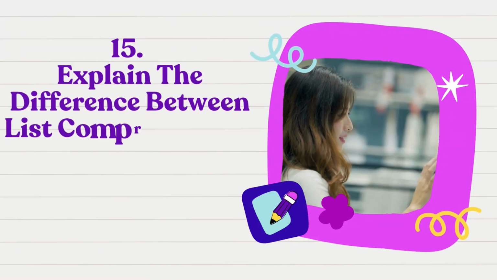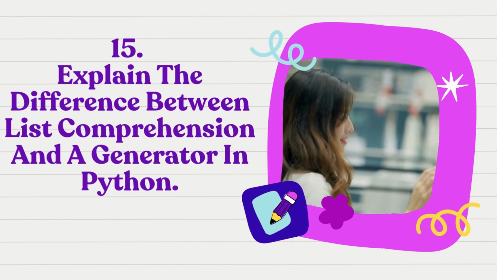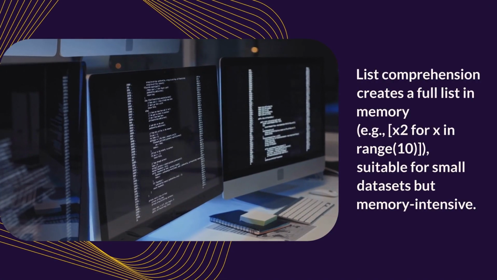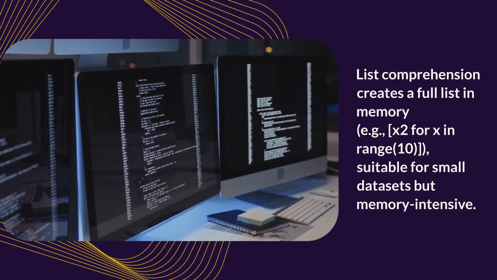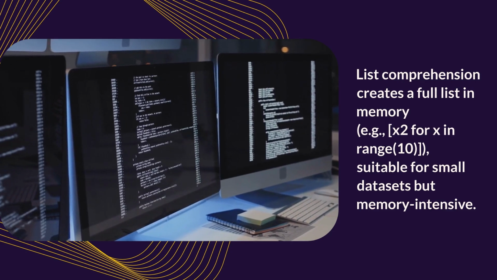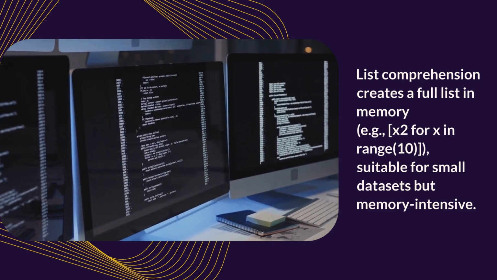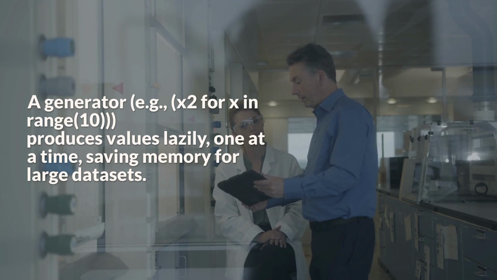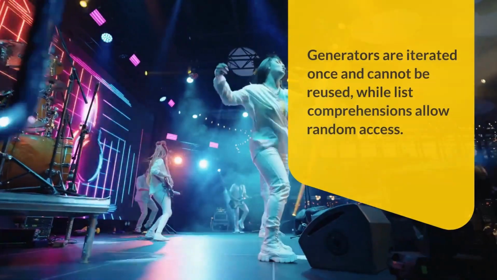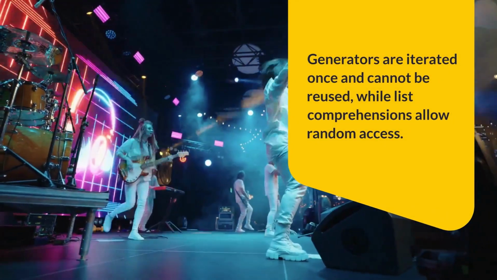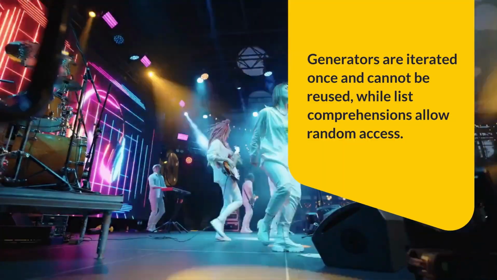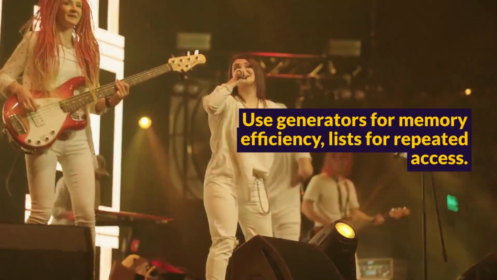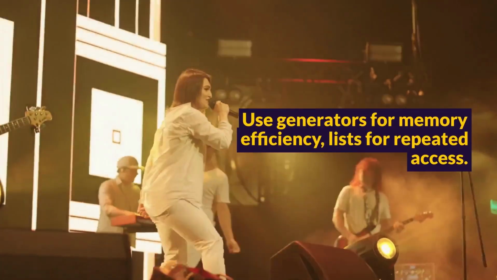15. Explain the difference between list comprehension and a generator in Python. List comprehension creates a full list in memory, e.g., [x**2 for x in range(10)]. Suitable for small datasets but memory intensive. A generator, e.g., (x**2 for x in range(10)), produces values lazily, one at a time, saving memory for large datasets. Generators are iterated once and cannot be reused, while list comprehensions allow random access. Use generators for memory efficiency, lists for repeated access.